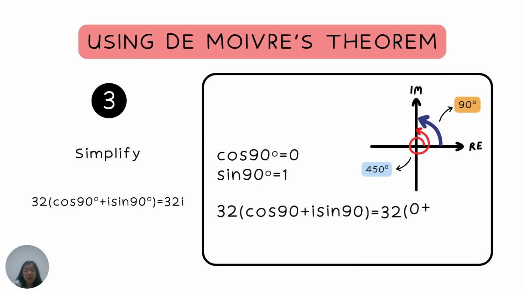Finally, we simplify. A 450-degree rotation is just a full circle plus an extra 90 degrees. If you look at our complex plane, 90 degrees points straight up at the imaginary axis, and the cosine of 90 degrees is 0. The sine is 1. So our final answer is 32 times i. No long-form multiplication, no binomial expansion, just a few simple steps of rotation and scaling.